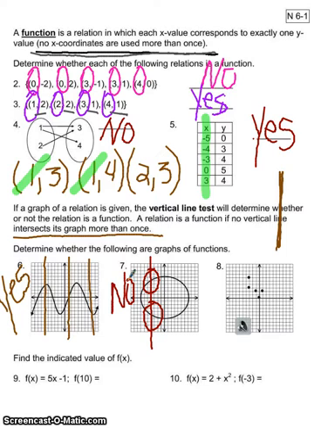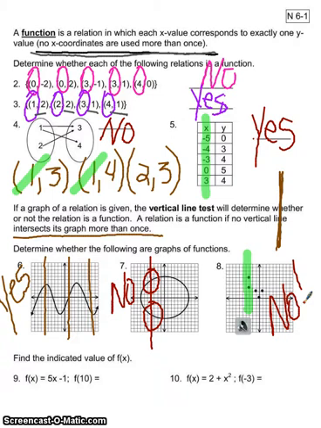Now looking at this last one, it's a little bit hard to see, but if you note these 2 points, okay, let me try that again. These 2 points are right over each other. So if I were to draw a line through that, it would touch both of those points. So what does that mean? It means that no, it is not a function.